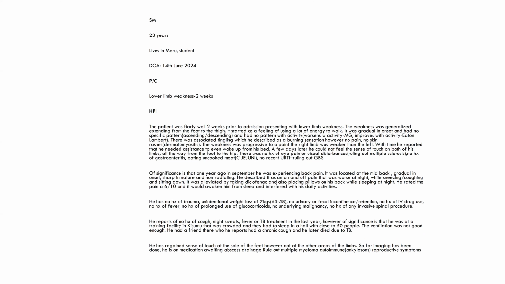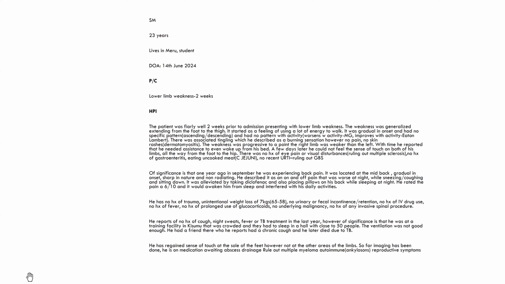It was located at the mid-back, gradual in onset, sharp in nature, and non-radiating. He described it as an on and off pain that was worse at night, while sneezing or coughing, and sitting down. It was alleviated by taking diclofenac and also placing pillows on his back while sleeping at night. He rated the pain a 6 out of 10, and it would awaken him from sleep and interfered with his daily activities. He has no history of trauma, an unintentional weight loss of 7 kgs from 65 to 58, no urinary or fecal incontinence or retention, no history of drug use, no history of fever, no history of prolonged use of glucocorticoids, no underlying malignancy, no history of any invasive spinal procedure.